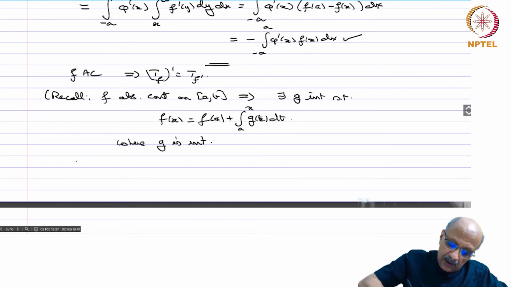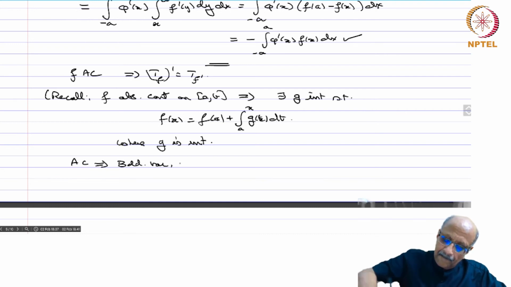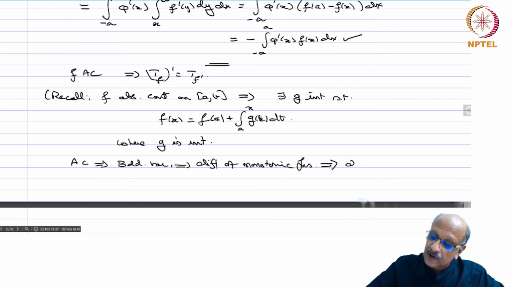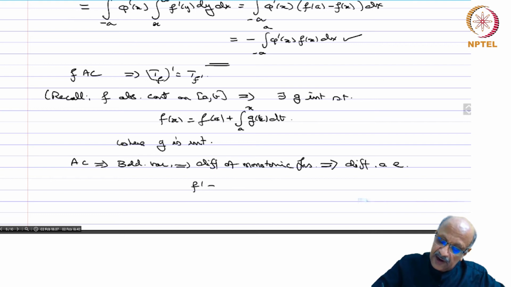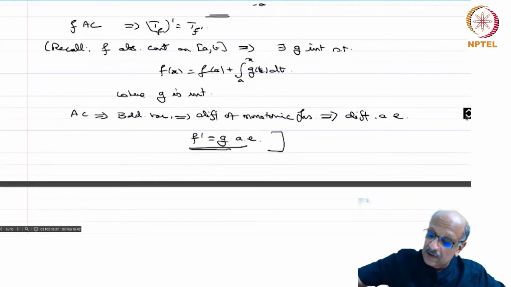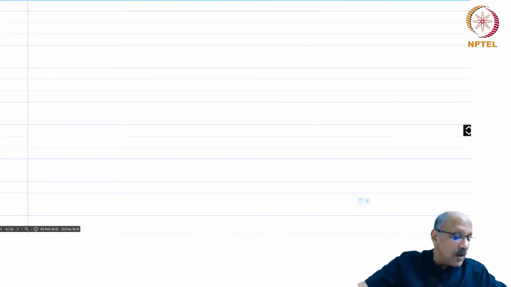Now every absolutely continuous function is of bounded variation, which implies it's a difference of monotonic functions, which implies that it is differentiable almost everywhere in the classical sense, and you have in fact f dash equal to g almost everywhere. Okay, so you can write f of x equals f of a plus the integral from a to x of f dash t dt. Okay, so this is the revision crash course on absolutely continuous functions.